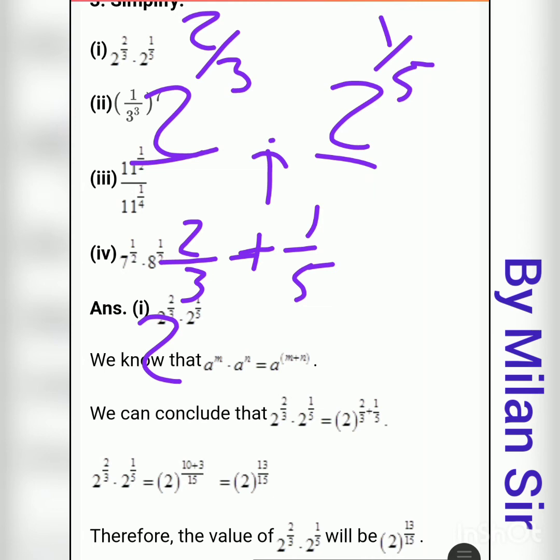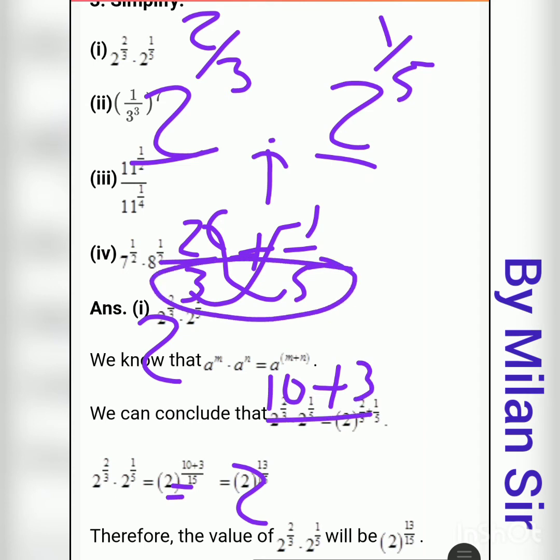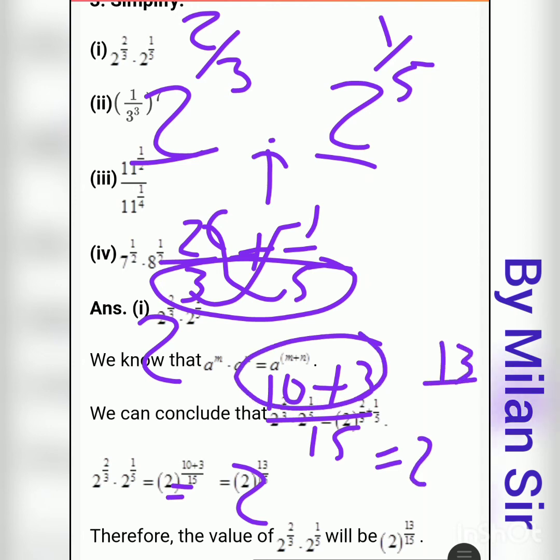Here our base is the same and multiplication is there, so we need to add the exponents. So 2 by 3 plus 1 by 5. Now in the exponent we need to take the LCM. So cross multiply, 5 twos are 10, plus 3 ones are 3, and in the denominator 5 threes are 15. So 2 raised to 10 plus 3, it's 13 divided by 15. So 2 raised to 13 by 15. This is the answer.